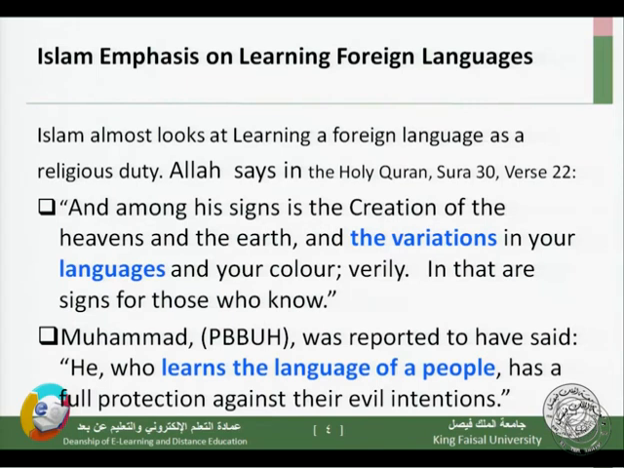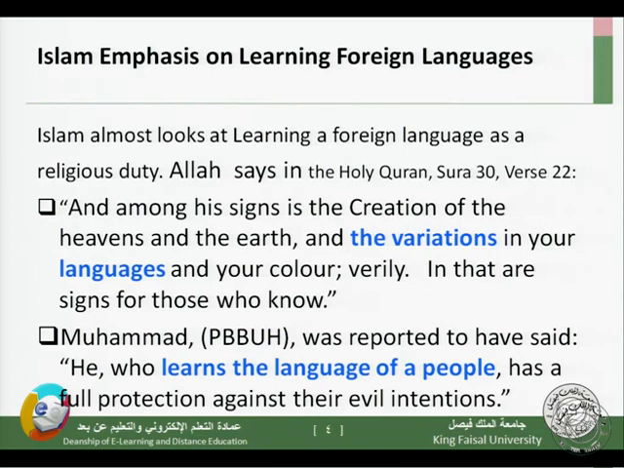Now, it's not only the Holy Quran. The Prophet Muhammad sallallahu alaihi wasallam has also expressed his interest in learning a foreign language, encouraged us to learn a foreign language, and emphasized the importance of learning a foreign language. Now, it was reported that the Prophet said, he who knows the language of a people has full protection against their evil intentions.